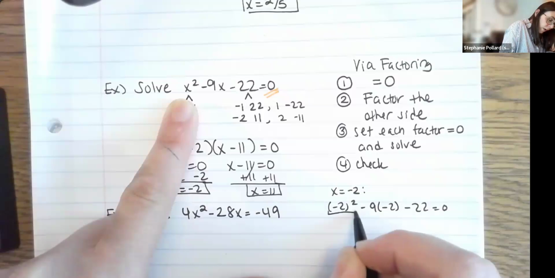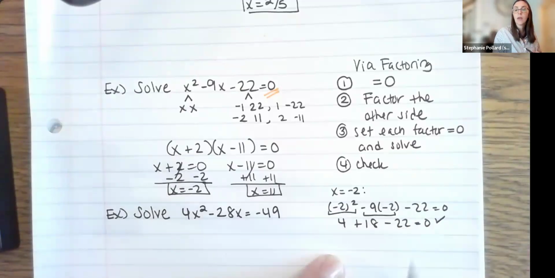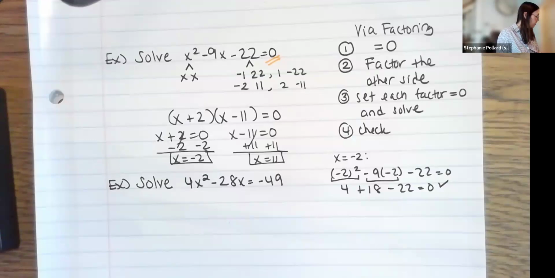This becomes 4. Here I have a plus 18 minus 22, and that actually is in fact 0. If you add and subtract there, you do get 0, so this checks out. And I'll let you guys check out the 11 at home on your own and give that one a try. But they should both check out there, and now you know you do in fact have the correct solution.